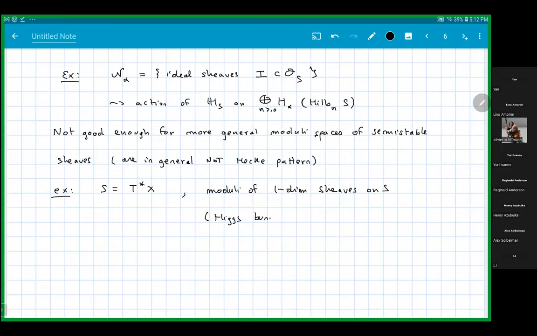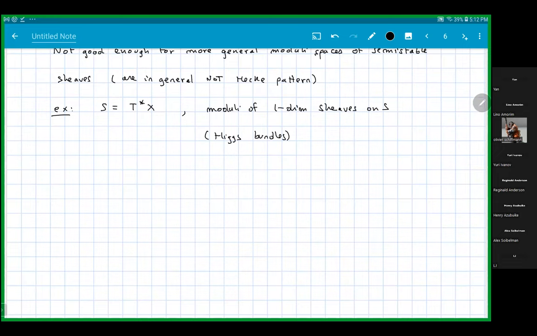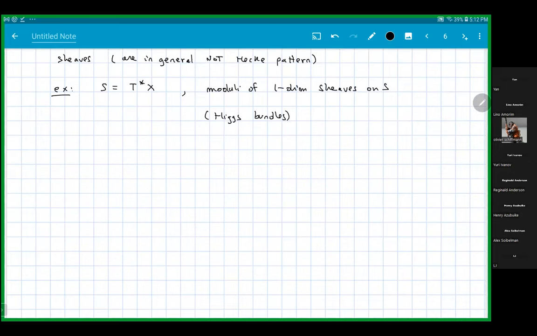Then if you take a stable Higgs bundle and you consider a subsheaf of that, there is no reason that it should be stable. In general, it's not stable. So it seems that this Hecke pattern business is not going to be enough for the most interesting applications, which consider Higgs bundles. So instead, we have to use some recent result of Davison and Kinjo. Let me explain that.